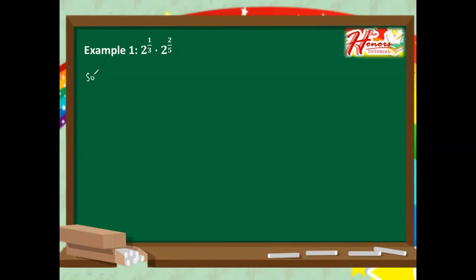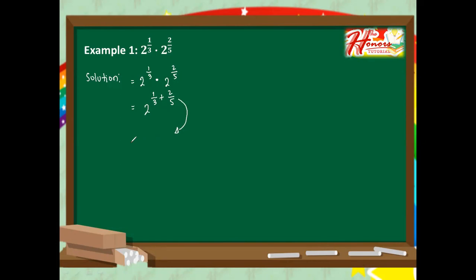Let's write first the solution and then copy the given. So that is 2 raised to 1 third times 2 raised to 2 over 5. And then since the base is the same, copy the base and then add the exponents. So we have here 1 third plus 2 over 5. And then since we have here dissimilar fractions for the exponents, we have to use the butterfly method.